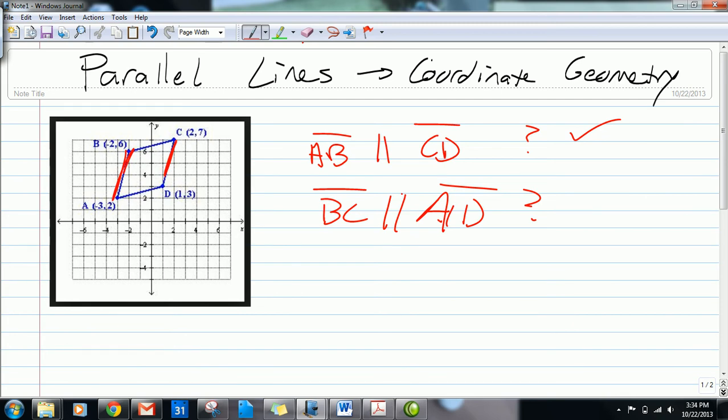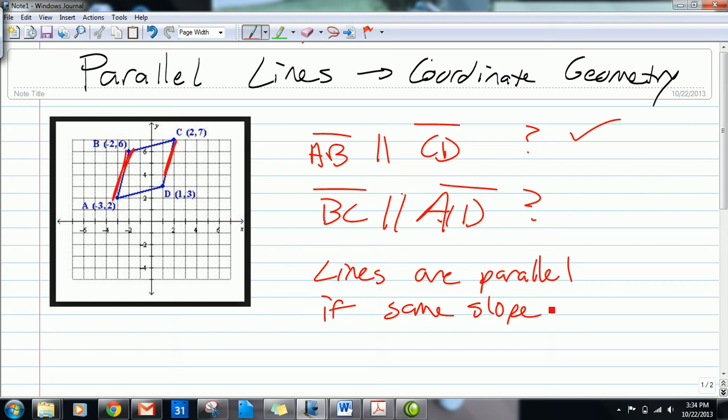And of course the idea is that lines are parallel if they have the same slope, right? So lines are parallel if their slopes are the same, at least within this context, right? So if they both happen to have a slope of 11, then the two lines having those slopes of 11 will be parallel. So I need to think about, how do I find the slope of AB, and how do I find the slope of CD?